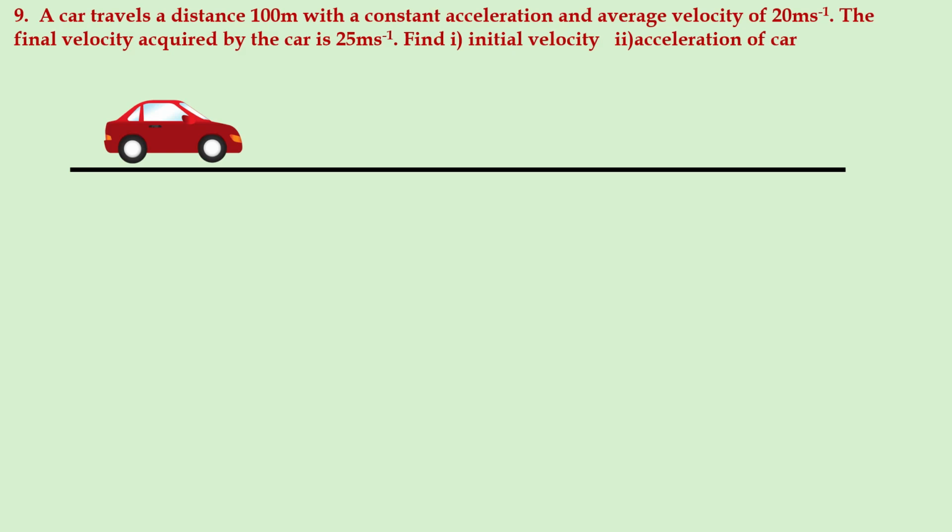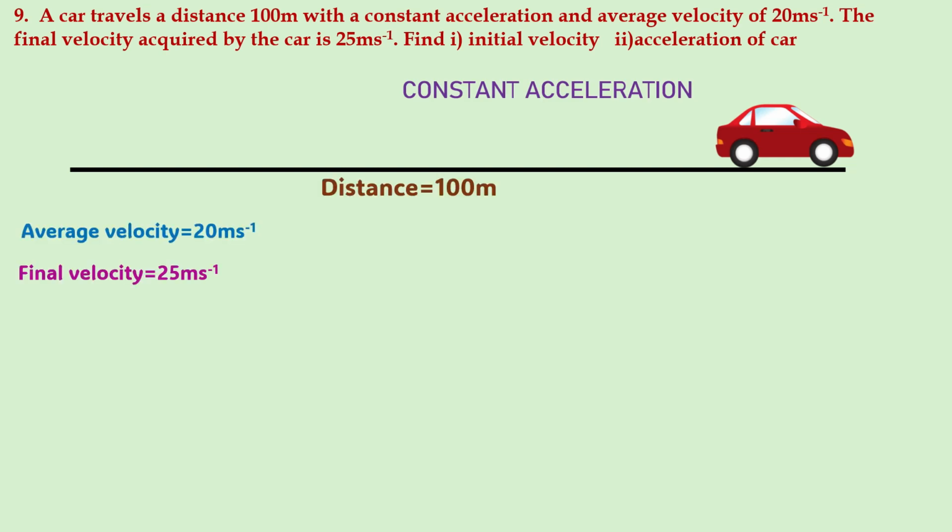Okay. So, the car travels a distance of 100 meter with a constant acceleration that you are to find out, and average velocity is given as 20 meter per second.